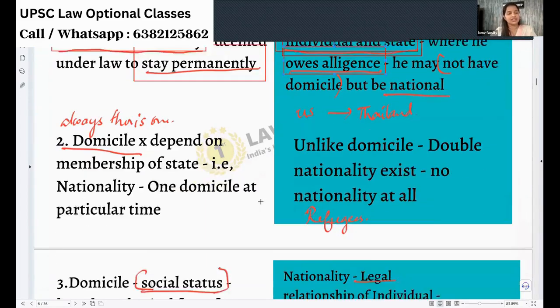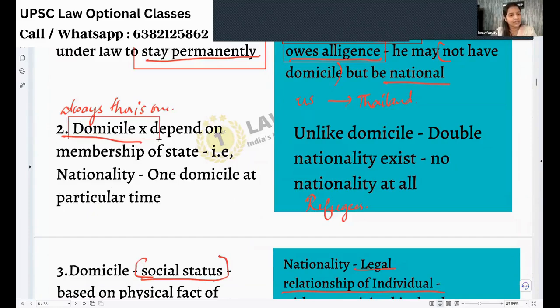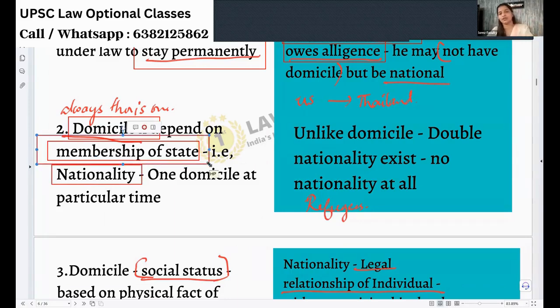Okay. Next, domicile does not depend upon the membership of a particular state. But nationality requires a natural link, you must be linked to that place. Domicile will not depend on the membership of a particular state. That is very important. But if you see nationality, there can be double nationality also. At a particular point of time, I can have only one domicile. But when we go to nationality and citizenship, there is a concept of dual nationality, dual citizenship. Domicile is not like that.